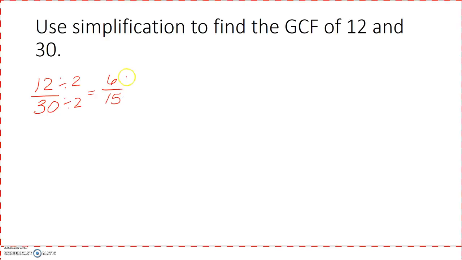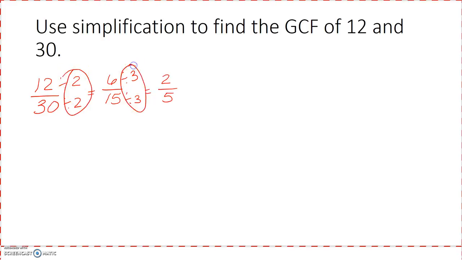6 and 15 both have a common factor of 3 because 5 plus 1 is 6. I know 3 can go into 6. So 6 divided by 3 is 2. 15 divided by 3 is 5. And 2 and 5 only have a common factor of 1, so I'm done simplifying.